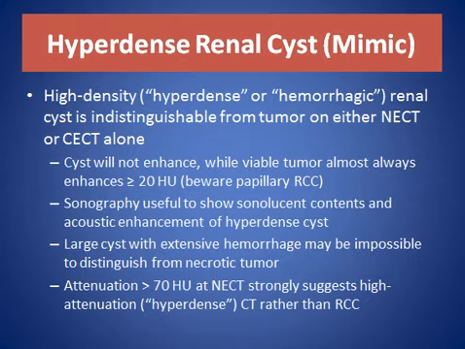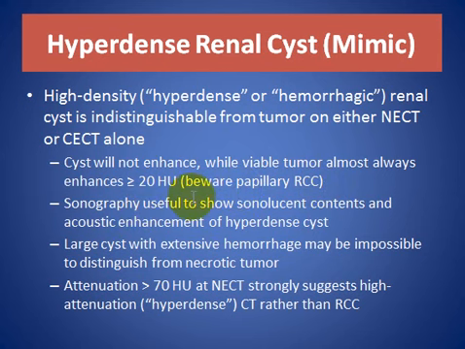Clues for less common causes: hyperdense renal cyst can mimic solid renal mass. High density or hemorrhagic renal cyst is indistinguishable from tumor on either non-enhanced CT or enhanced CT alone. Cyst will not enhance, while viable tumor almost always enhances more than 20 Hounsfield units. Beware, papillary renal carcinoma is also less enhanced.